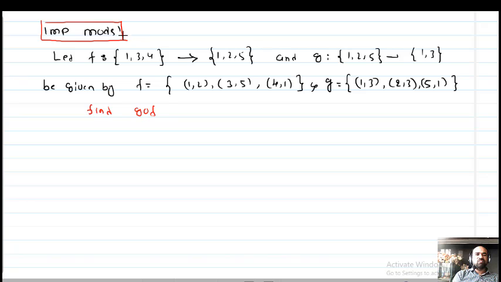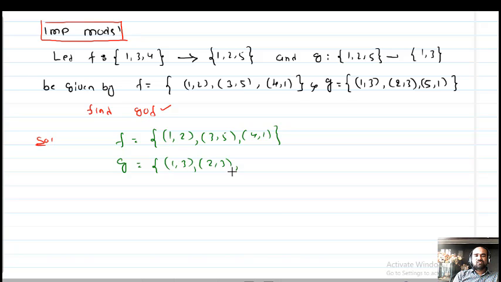So, important model problem. In the previous example, to find G circle f, G and f were given in rule form, but here they are given in roster form. But how to find G circle f? I will show you without using a Venn diagram. Okay, students, listen. What is f given? I will write first of all. F is given as (1,2), (3,5), (4,1). G is given as (1,3), (2,3), (5,1).